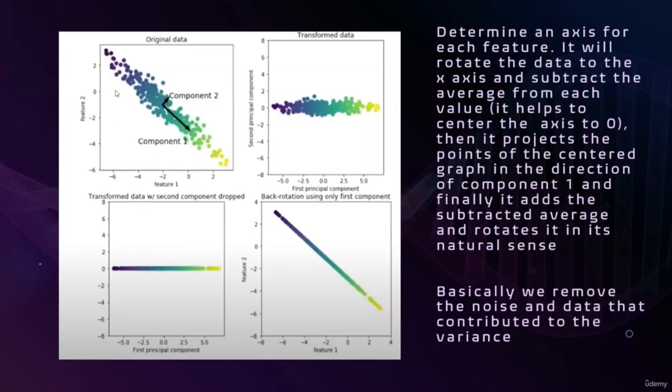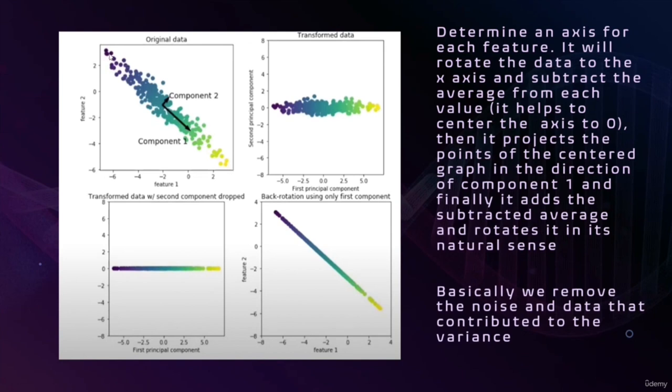How does this work? So please take a look at this graph. Here we have feature 1 and feature 2. Determine the vector that refers to component 1 and a perpendicular vector to that first vector that is going to be component 2. Then we are going to rotate our data to the x-axis and subtract the average from each value. This helps us to center the data to 0, as you can see here. Then we are going to make a projection of all of those centered values onto the direction of the first component. And finally, we are going to add the subtracted average values and rotate the data to its natural sense. So what are we doing here? We are removing noise, and data that is contributed by the variance.